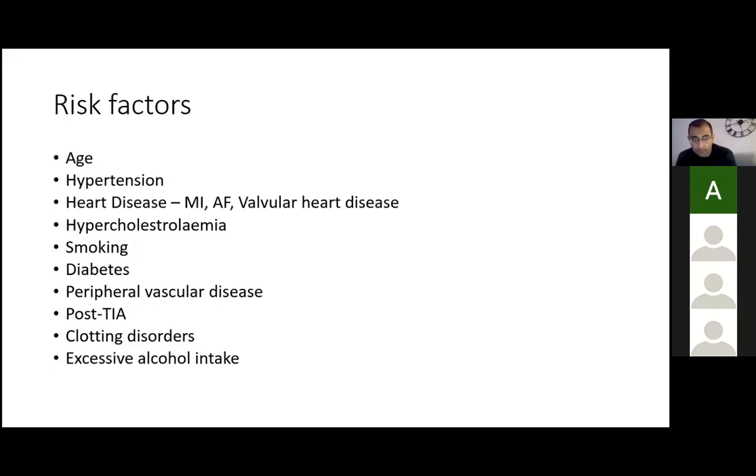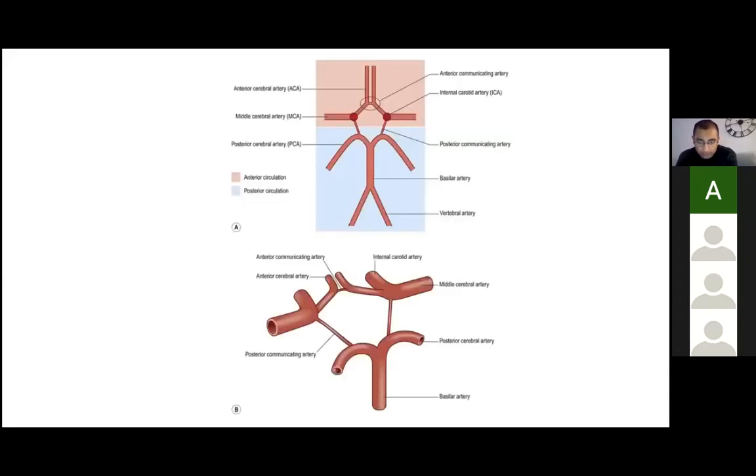So risk factors, again: age, hypertension, heart disease, high cholesterol, smoking, diabetes, peripheral vascular disease, previous TIA, clotting disorders, alcohol intake. These are classic risk factors of stroke, which you probably all are aware of.